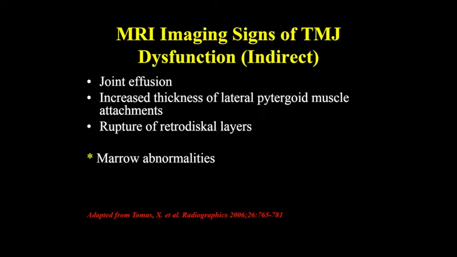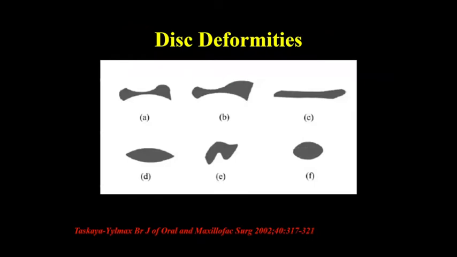Let's talk about disc deformity. Here you can see this is what the normal disc should look like, a larger posterior band when compared to the anterior band connected by the intermediate zone. Here we can see an enlarged posterior band. Here we have a flattened disc. Here we have a folded disc, and finally a somewhat oval or rounded disc.